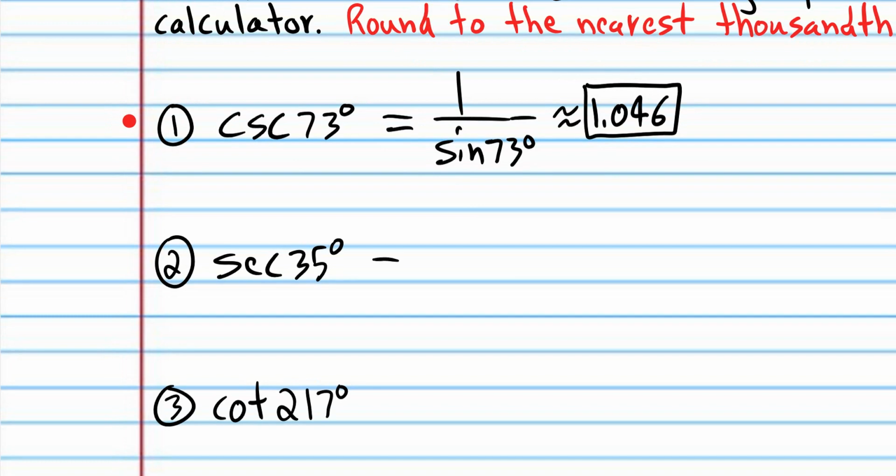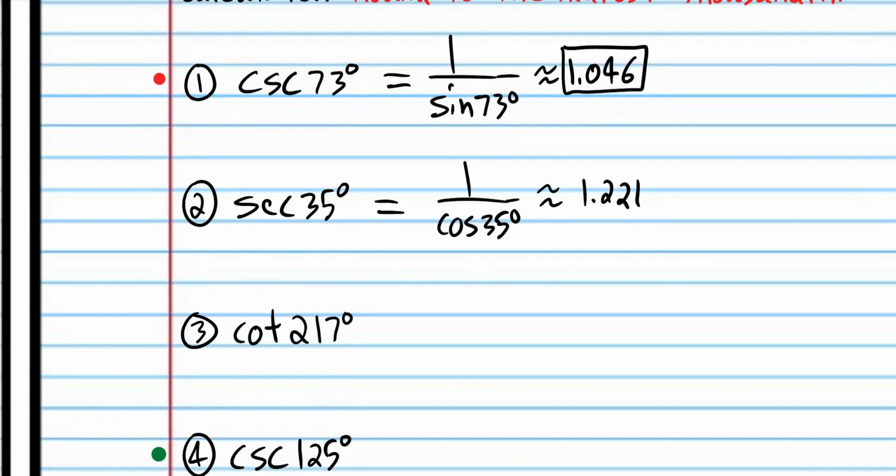Alright, so same with the secant function. We're just going to change that to 1 over cosine 35 degrees. 1 divided by cosine 35, enter in our calculator, and we get 1.221. Now, if you're using an iPhone, you want to enter 1 divided by 73, and then the sine button, and then equals. 1 divided by 35, and then the cosine button, and then equals. So it's different depending on what calculator you're using.